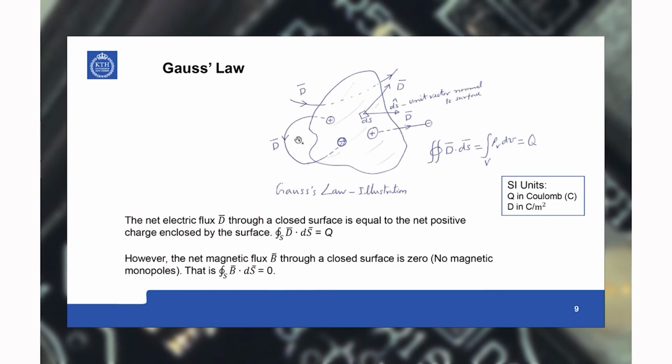Now instead of the electric flux density, if it is magnetic flux density, then we will see that the closed surface integral of B dot dS equals 0. That is because we don't have any magnetic monopoles. You don't have any positive magnetic pole or negative magnetic pole. So that is why this is always identically equal to 0.